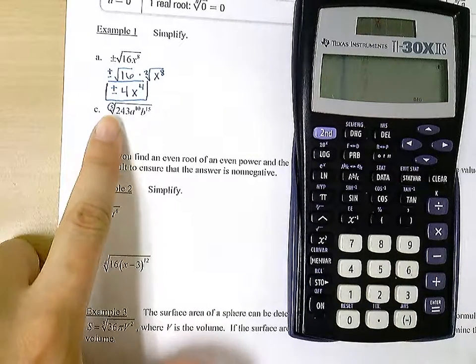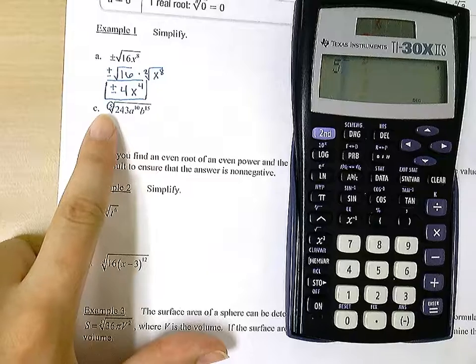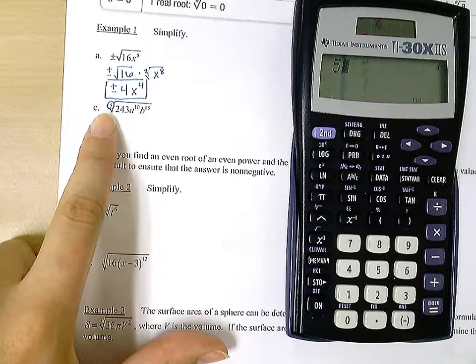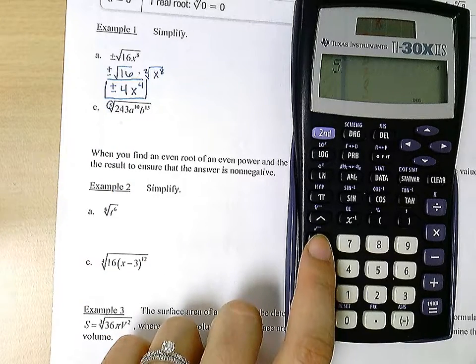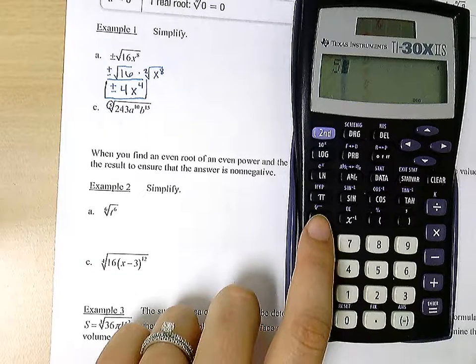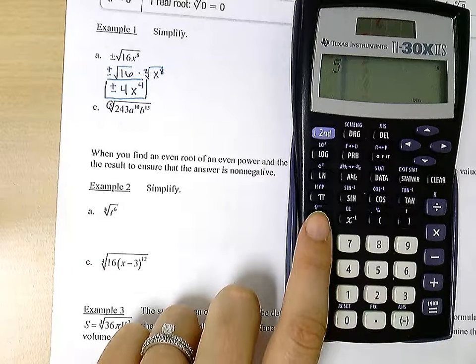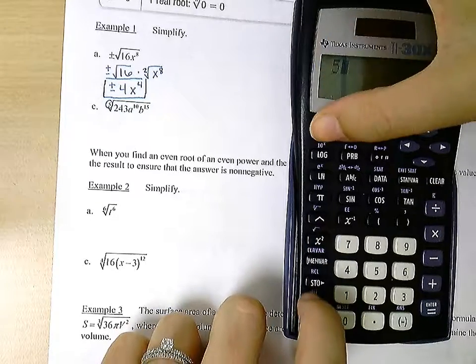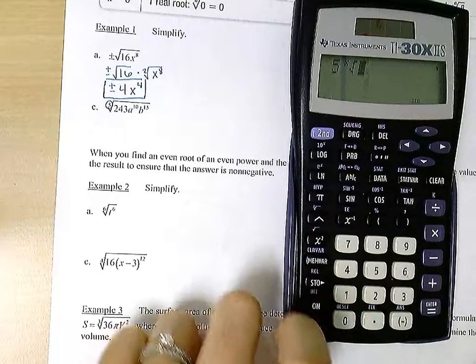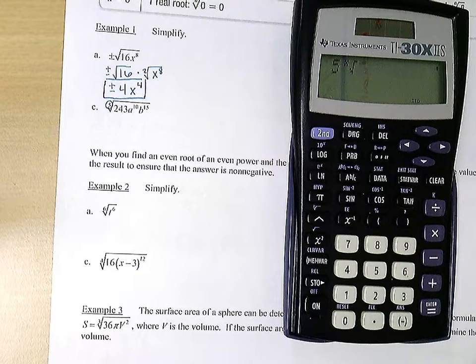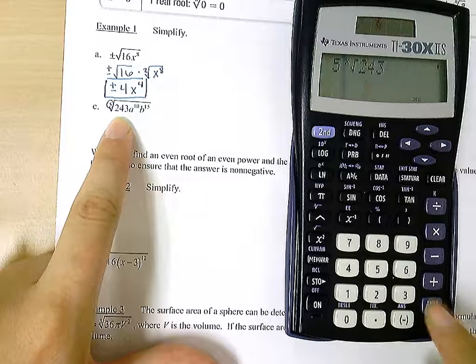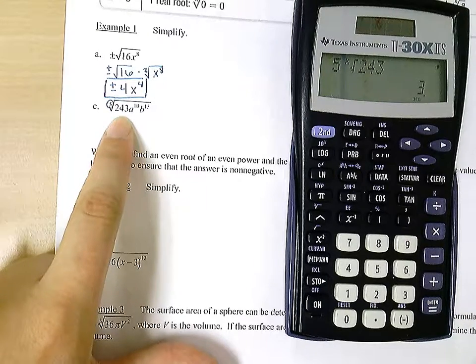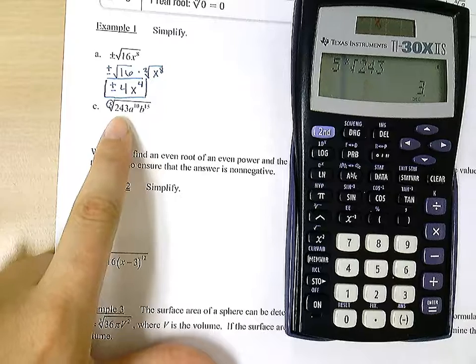Since this is a 5th root and not a square root, I'm going to start by typing in 5. Now instead of this square root button that you see right here, above the x squared, you're going to go to the one right above it where it has the x and then the root. So I want to press second and then that x root. That's indicating that I'm taking the 5th root of something. Then I can type in my number, which is 243, and press enter. So the 5th root of 243 is 3.